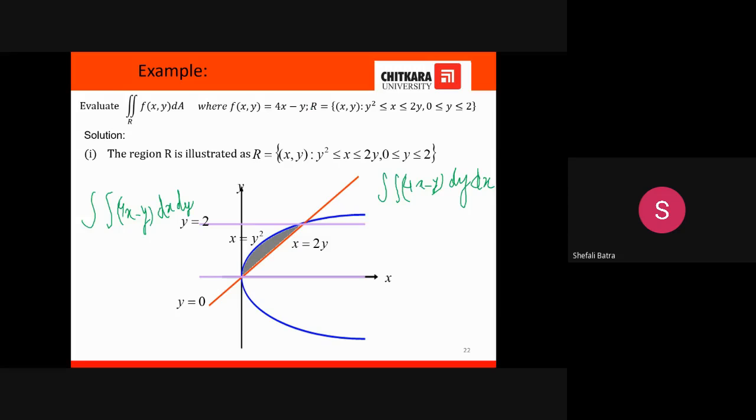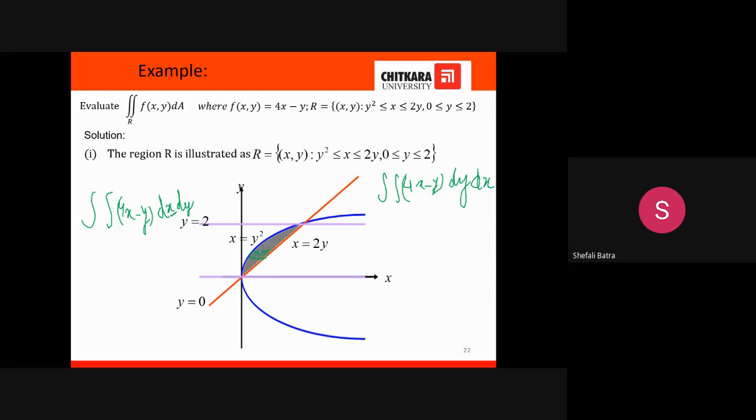Now, first we are doing this. Now you tell me, if I'm writing here dx, so what strip will I be making here? Yes, horizontal. Horizontal means parallel to this axis only. So I'm making here this horizontal strip.